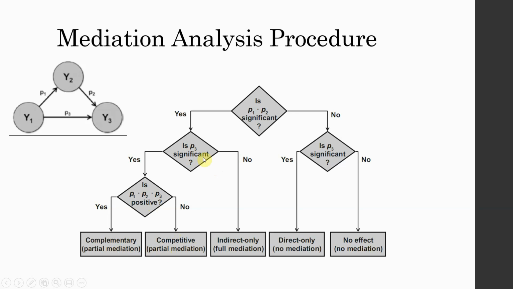Again, if P3 is not significant, you've got full mediation. That is, your direct effect is insignificant and all the influence is passing on to the dependent variable through the mediator. But what if your P1 and P2 are insignificant? Then is P3 significant? Then there is only a direct-only relationship. And if your P3 is not significant, that is, your direct relationship between independent variable and dependent variable, then there is no effect, no mediation whatsoever.